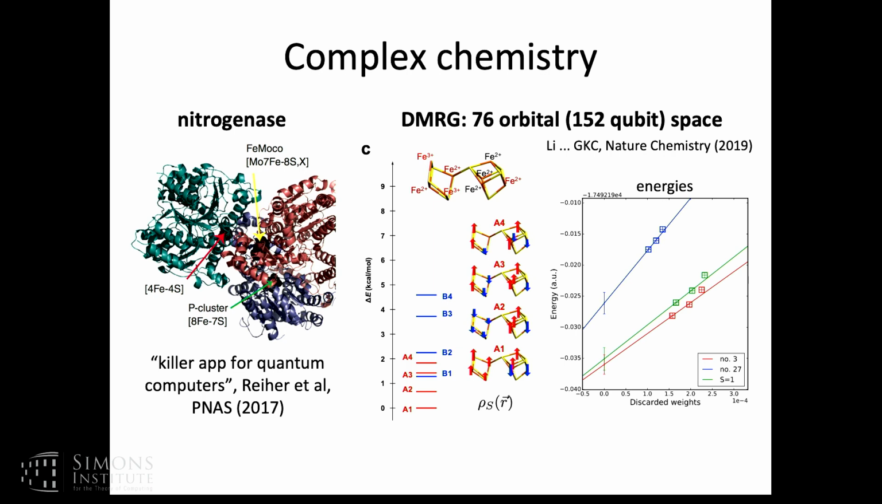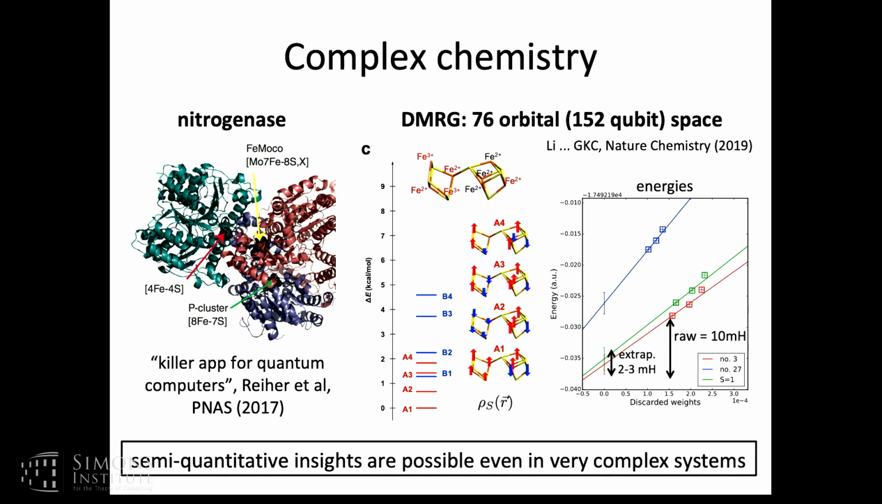And the errors in the energies are not as small as in the last case because the molecule is much bigger. I mean, they're roughly 10 times as large. But one can do a little bit of extrapolation and so on and get some estimates, which are now, again, back on the 10 to the minus 3 scale. Okay, so that means that, even in these very complicated systems, at least semi-quantitative insight is possible.